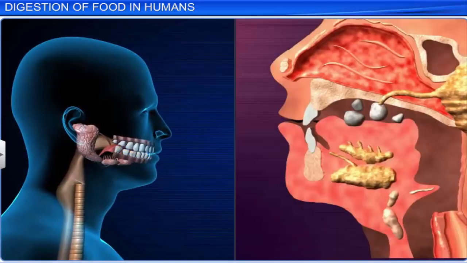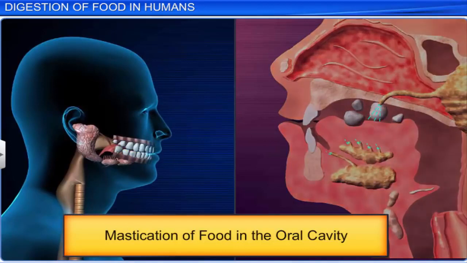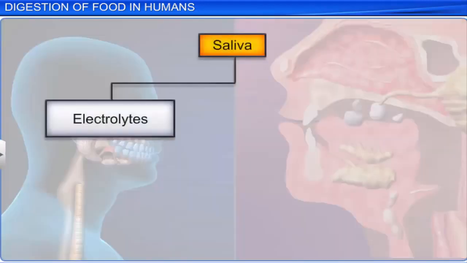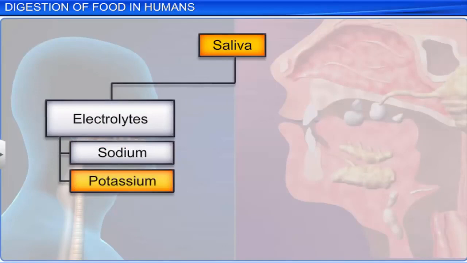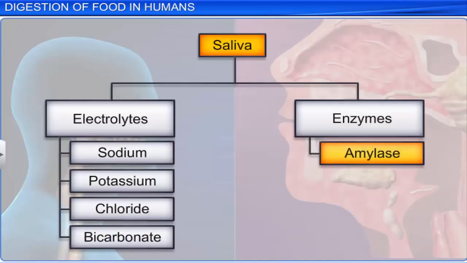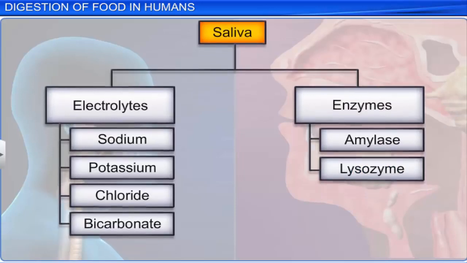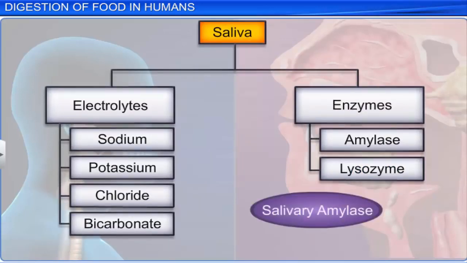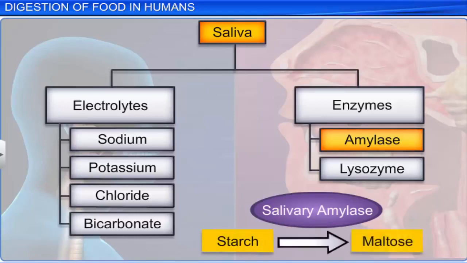The teeth, present in the oral cavity, masticate the food, while the tongue mixes it with saliva, which is rich in electrolytes such as sodium, potassium, chloride, and bicarbonate ions, and various enzymes such as salivary amylase and lysozyme. Each of the salivary components has its own function. For instance, the salivary amylase, a carbohydrate-splitting enzyme, initiates the process of digestion in the oral cavity by hydrolyzing nearly 30% of food starch into a disaccharide or simple sugar called maltose.